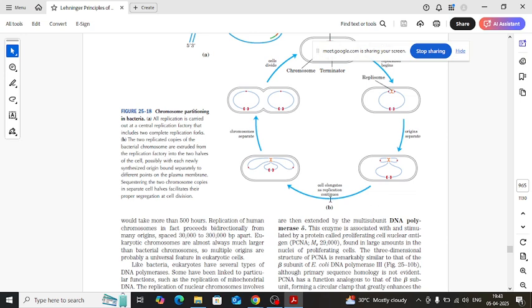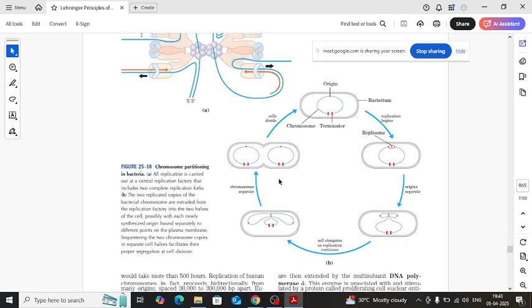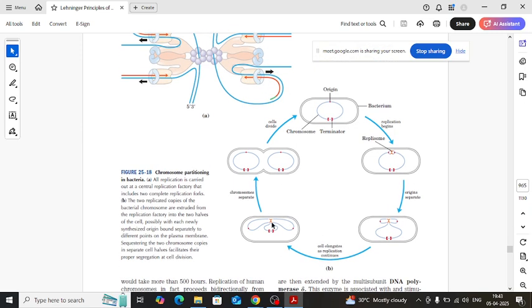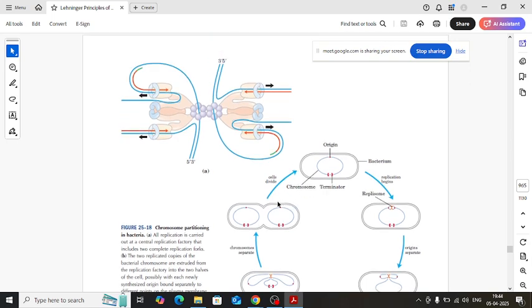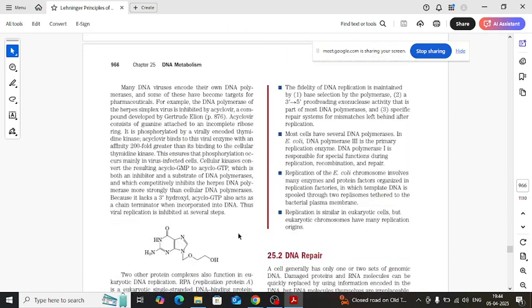and replication continues, right? After that, when they reach the termination site, the two forks will be trapped and they will be separated. Chromosomes will be separated to produce two chromosomes or two circular plasmids, and then the cells will be divided, right? Then each cell after division will have one chromosome or circular plasmid. That is called chromosomal partitioning in the bacteria.